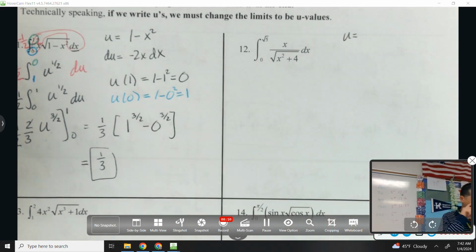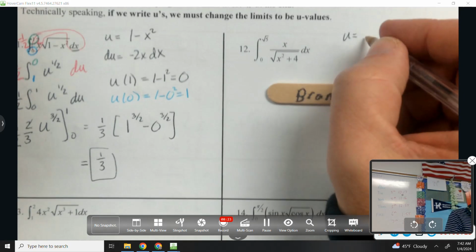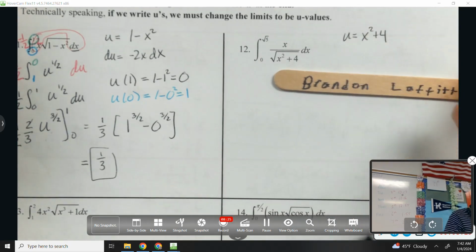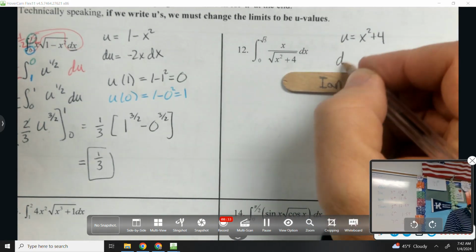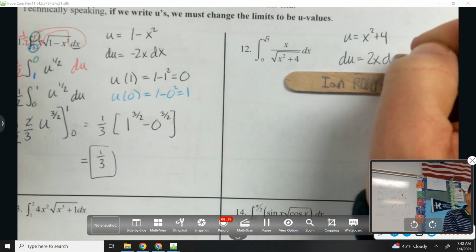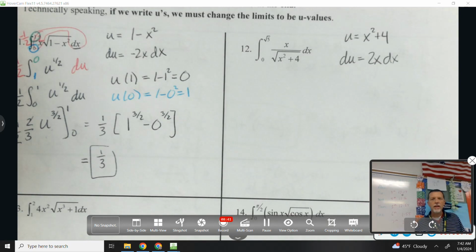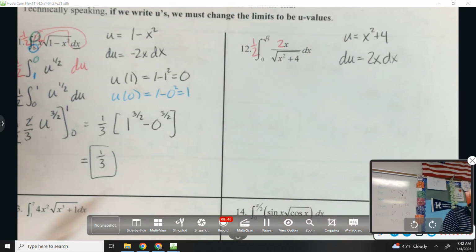All right, number 12. Again, the biggest thing is picking u correctly. So, Brandon, what do you think would be a good pick for u on number 12? Good. That will simplify the denominator without putting too much into the u. So then, Ian, what's du equal to? 2x dx. There you go, good. 2x dx. So another one where we're close, but we need a 2 on there and a 1/2 out front.